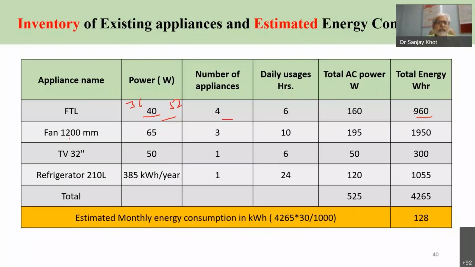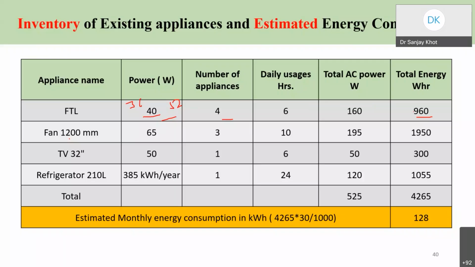Suppose we are using a 32-inch TV, which has a wattage of 50 watt, one number, daily usage 6 hours. So it will consume around 300 watt hours. And one refrigerator, which I consider an old type of refrigerator, non-star level, with a capacity of 210 liters. Per year it consumes around 385 electric units. So per day we are consuming almost 1 electric unit, or 1055 watt hours. All total comes to 4265.